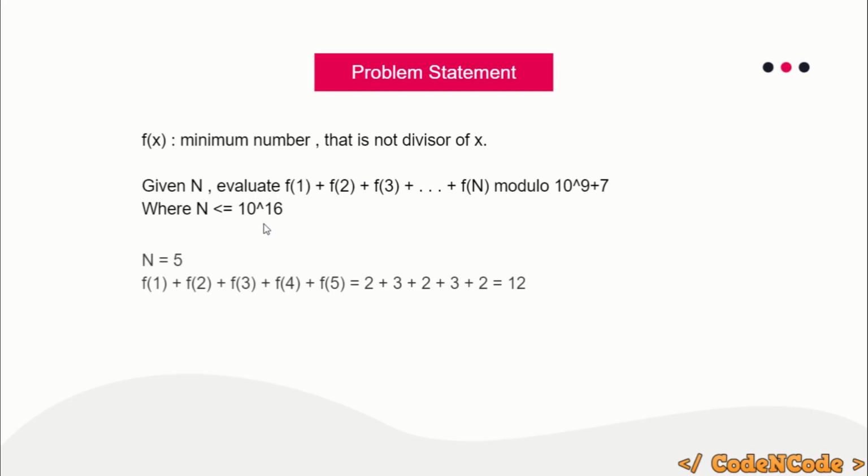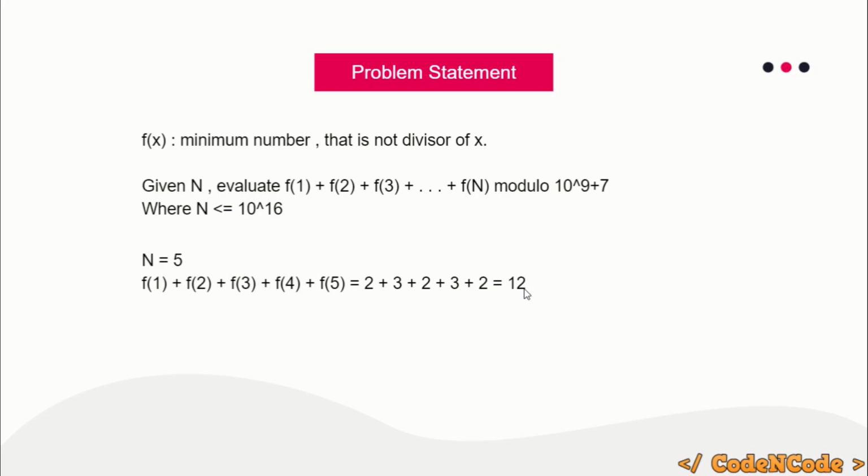If I explain this problem with an example, suppose n is equal to 5, so we have to evaluate this expression, right? f of 1 is equal to 2 because the minimum number that does not divide 1 is 2. f of 2 is equal to 3 and so on and so forth. So the overall sum comes out to be 12. So if n is equal to 5, you have to output 12. Okay, so this is the problem statement.